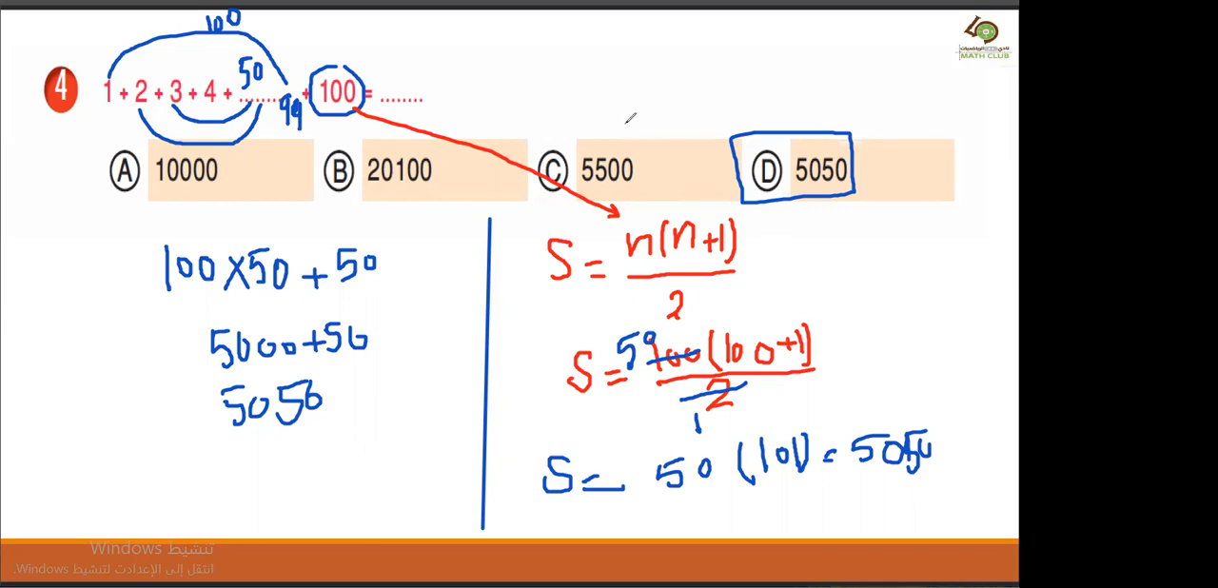Okay, I give you an example. I want to find the sum from 1 to 20. From 1 to 20. What is the sum from 1 to 20? What is the sum?